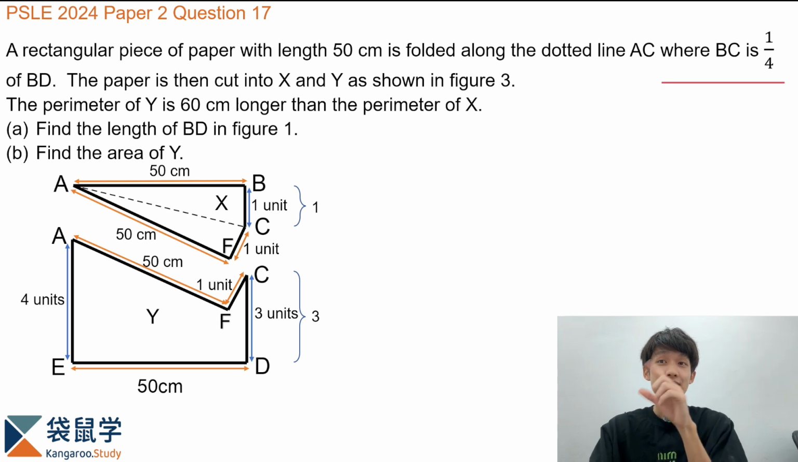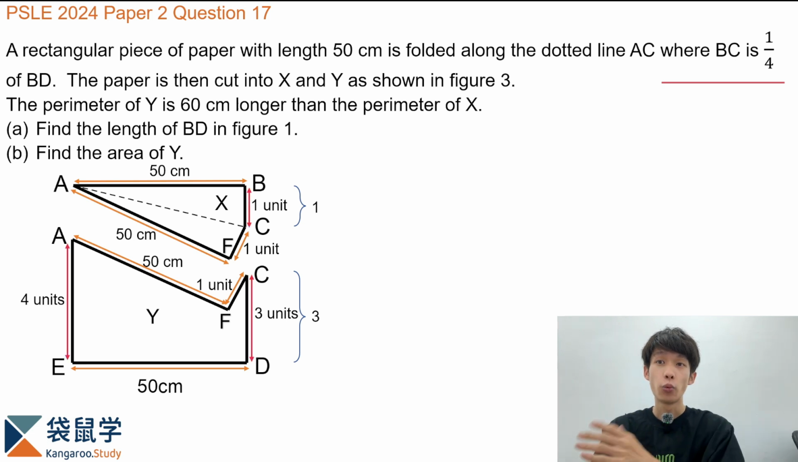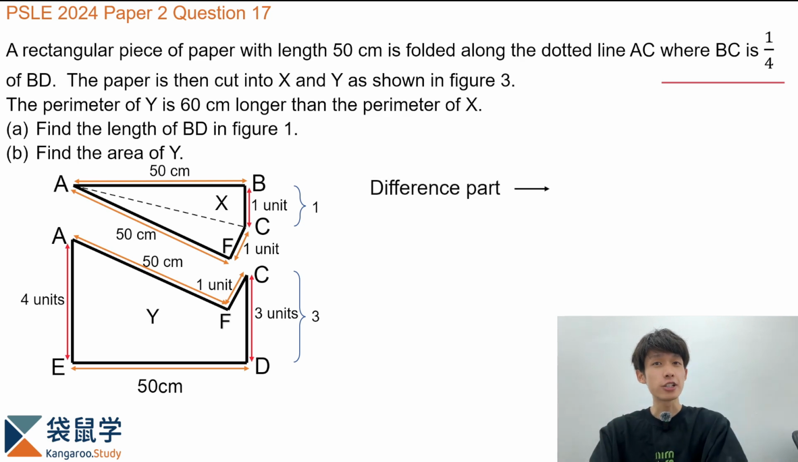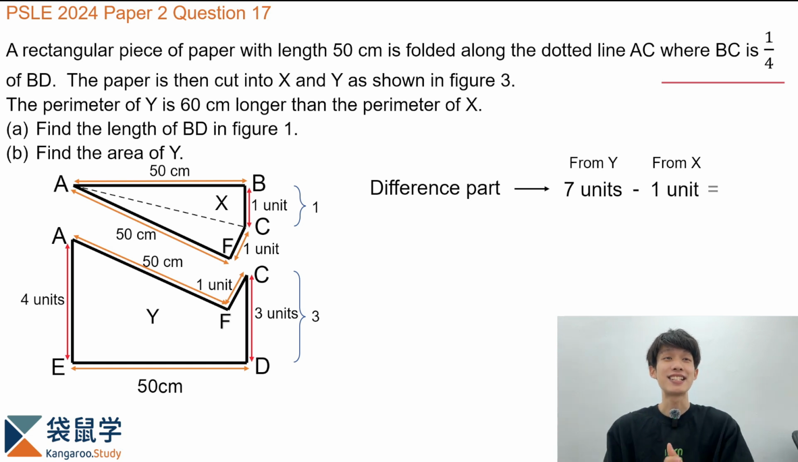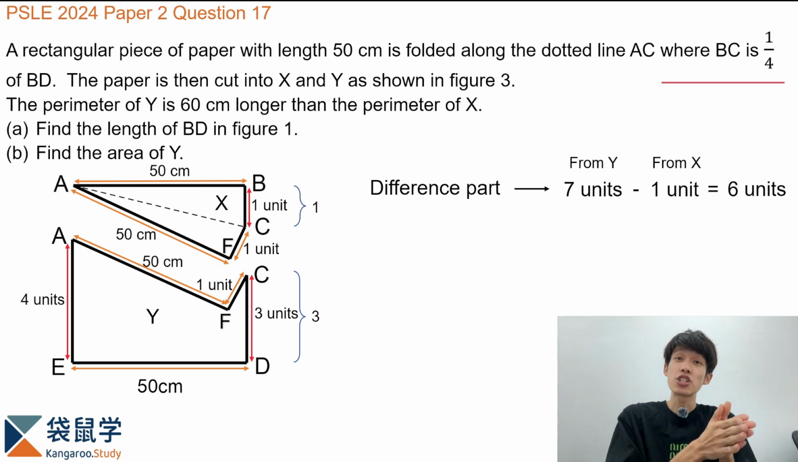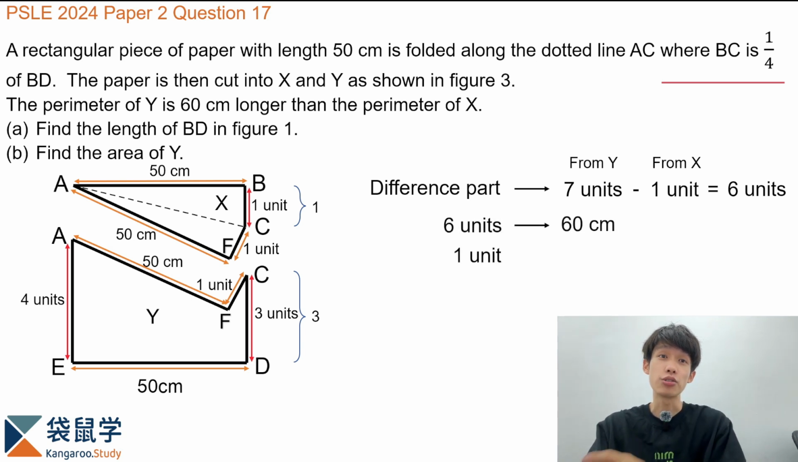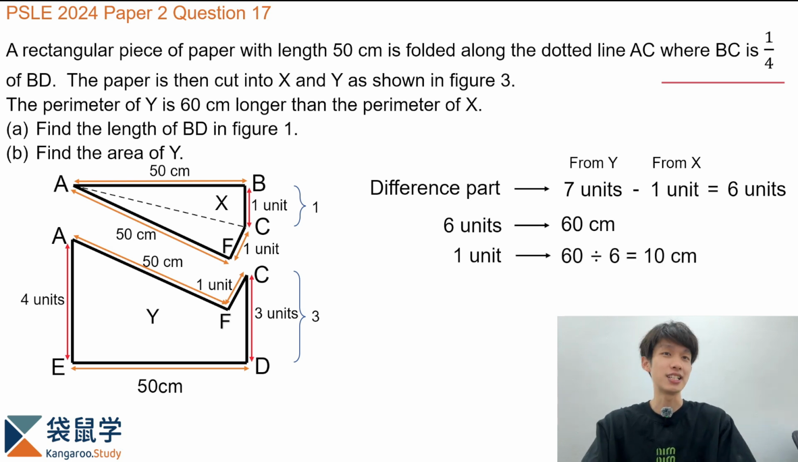Now look at this figure. What's the difference part? From X, what do we have? 1 unit. And from Y, what do we have? We have the rest, 7 units, 3 plus 4, 7 units. So the difference in units is 7 minus 1, which is 6 units. And what do we know about the 6 units? 6 units just refers to the difference part, which refers to the 60 centimeters longer. So 6 units equals 60 centimeters. So 1 unit equals 60 divided by 6, very simple, 10 centimeters.